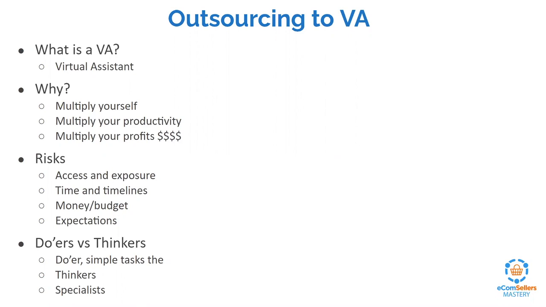Nothing terribly complicated about what you need them to do. So doers are those people that just need to be able to do a simple task, and they don't have to think a lot about the task. It's just repetitive work. It's monotonous, it's tedious, and there are many different things that you can have them do, and we're going to talk about what you can have a VA do for you.